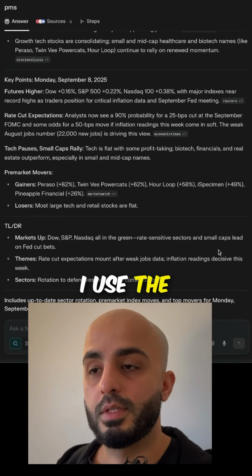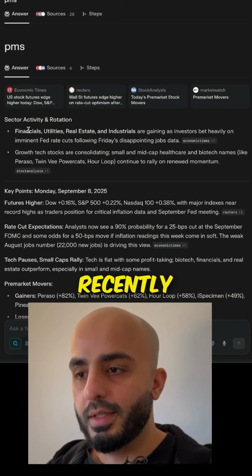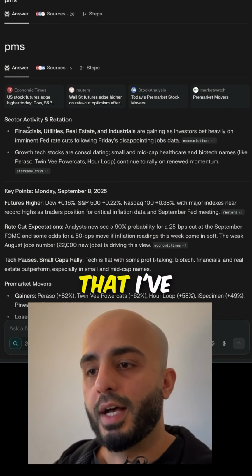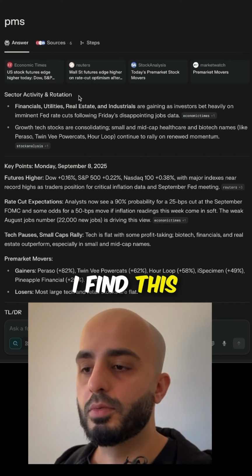This is how I use the Perplexity AI system for my pre-market summary. What I like recently that it's been outputting to me, and something that I've asked it to consistently do, is the sector activity and rotation. I find this is really, really helpful.